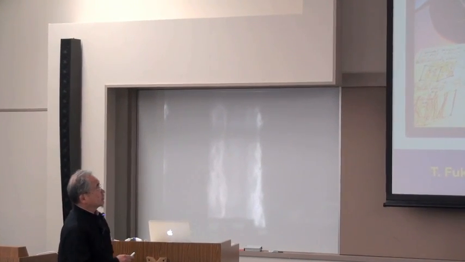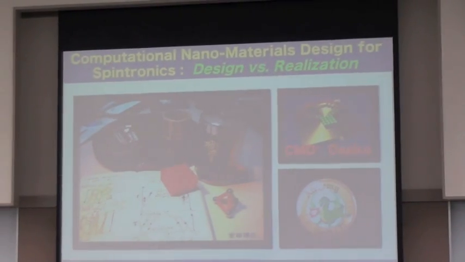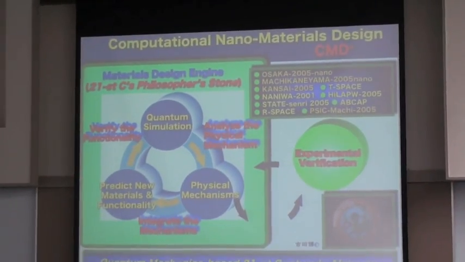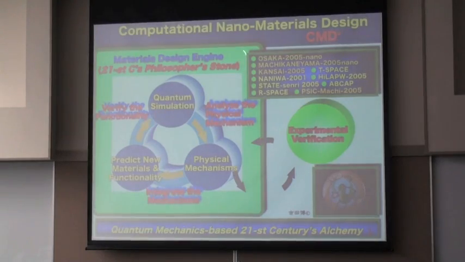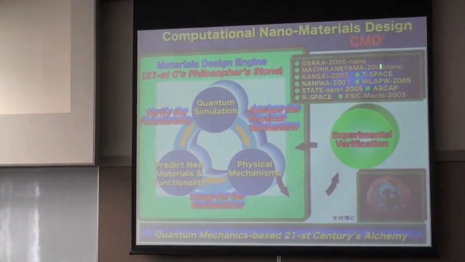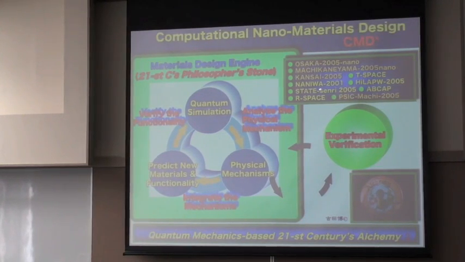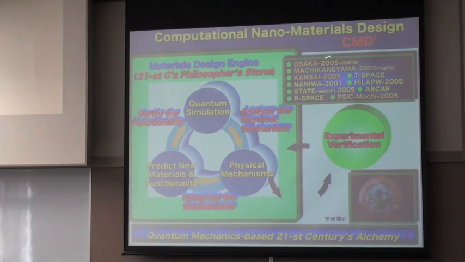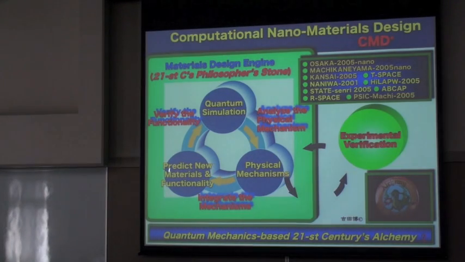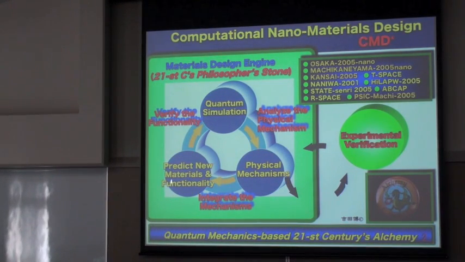So today I would like to discuss computational nanomaterial design, very different from the previous talk. At Osaka University, we developed a computational nanomaterial design system. Using quantum simulation, we can predict a lot, and we developed a lot of software. This is open to the public. Using quantum simulation, we can analyze the physical mechanism. Then once you know the physical mechanism, you can integrate it and predict a lot of new functional materials.